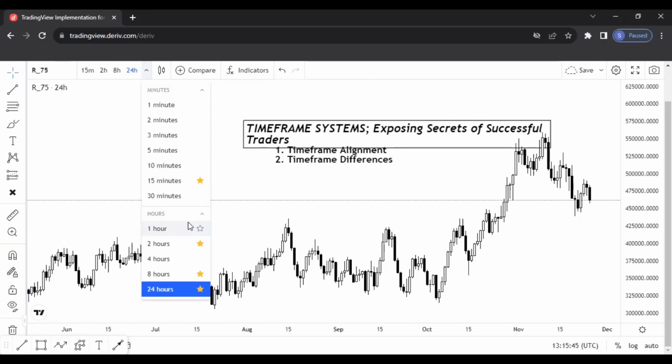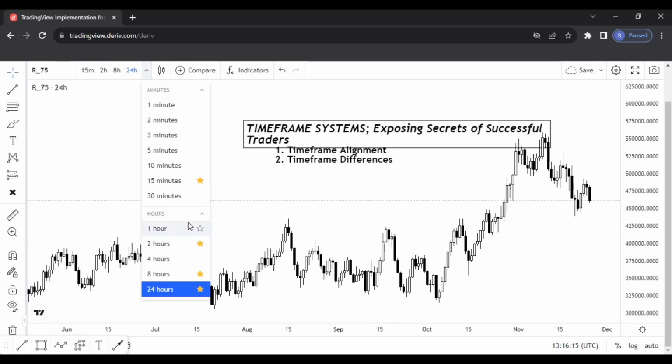Personally, I am an intraday trader. So what time frame is best suited for an intraday trader? As long as you can check the higher time frame, which is the weekly time frame, for your overall structure in the market. The best time frames for an intraday trader are the daily time frame, H4 time frame, H1 time frame.